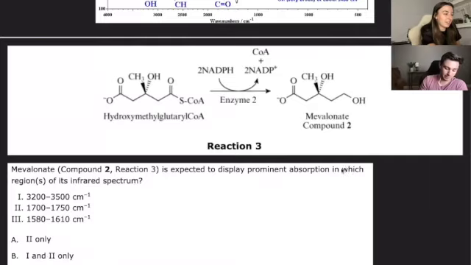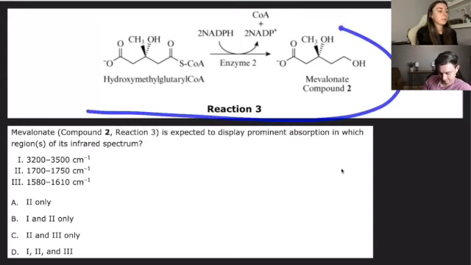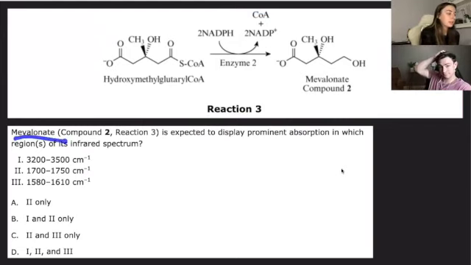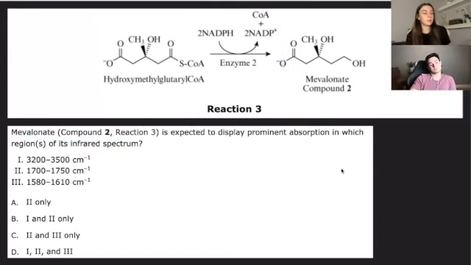Let's actually see how this is tested by a real question. I'll take it because John so eloquently explained what IR spec is. This reaction was given in the passage. This is not a standalone, this is a passage question. So this reaction was given, but I pulled it for the question. It says mevalonate, compound 2 in reaction 3, is expected to display prominent absorption in which regions of its IR spectrum.